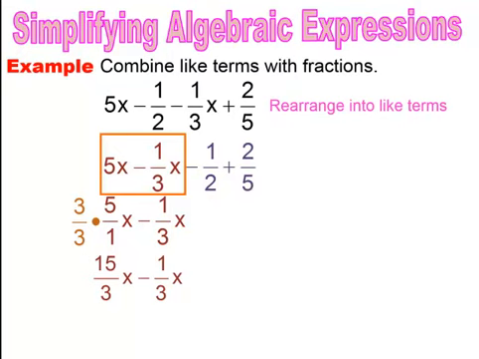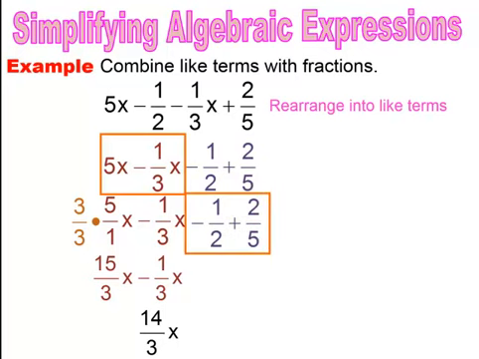Now I can combine the like terms. So I end up doing 15 minus 1 is 14. 14 over 3, and make sure you don't forget to attach the x. So I combine like terms by getting a common denominator. With the second half, I'm going to get a common denominator. Now notice in this case, to get a common denominator, I'm going to need to convert both fractions.